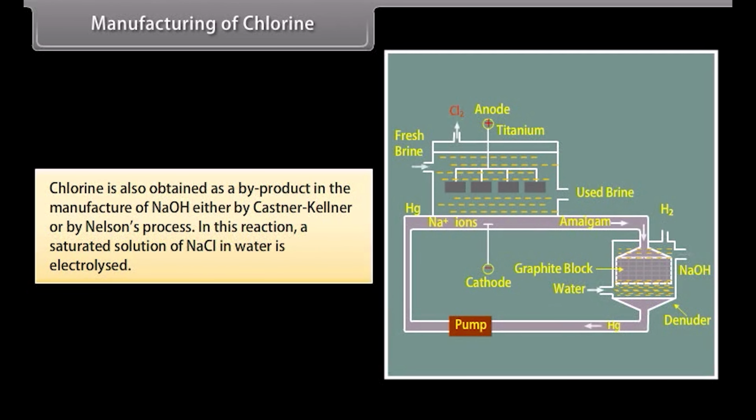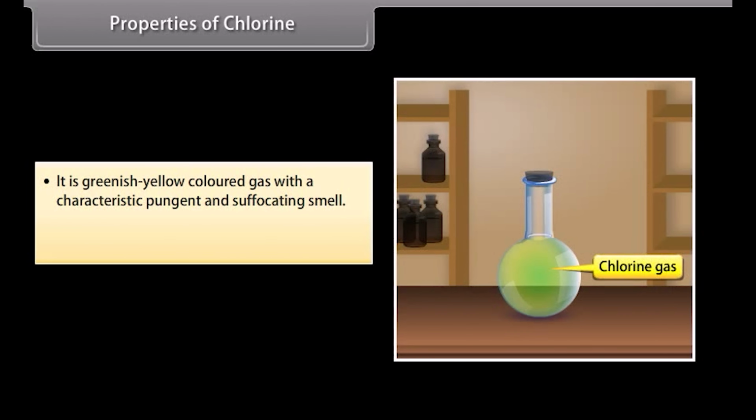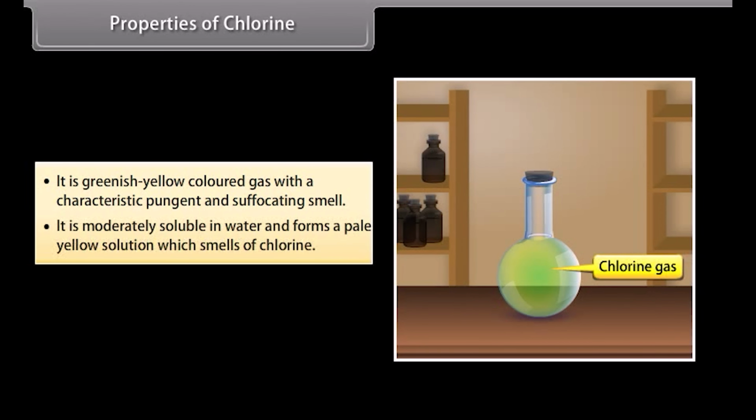Chlorine is also obtained as a byproduct in the manufacture of NaOH either by Castner-Kellner or by Nelson's process. In this reaction, a saturated solution of NaCl in water is electrolyzed. Properties of chlorine. It is a greenish-yellow colored gas with a characteristic pungent and suffocating smell. It is moderately soluble in water and forms a pale yellow solution which smells of chlorine. This solution is called chlorine water.